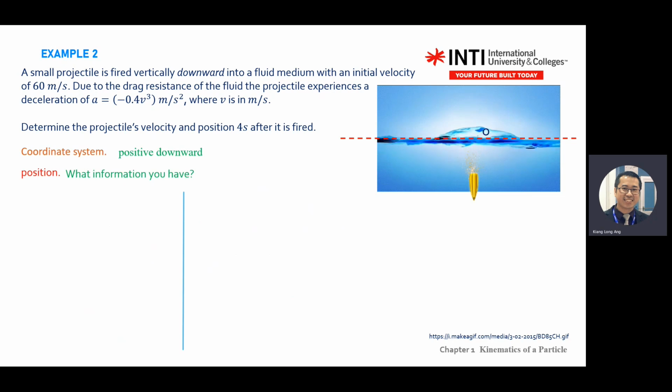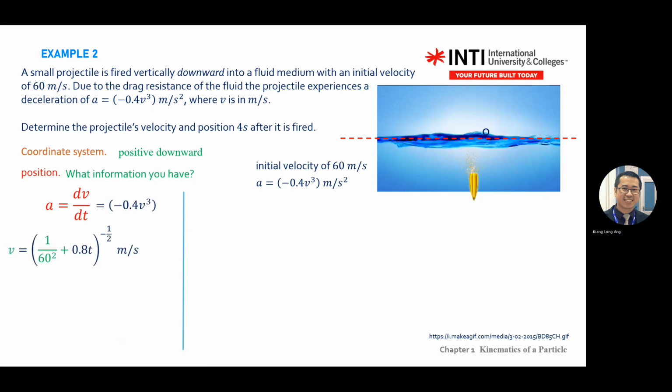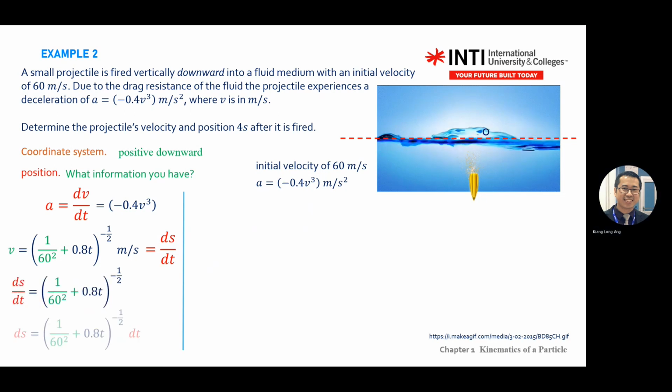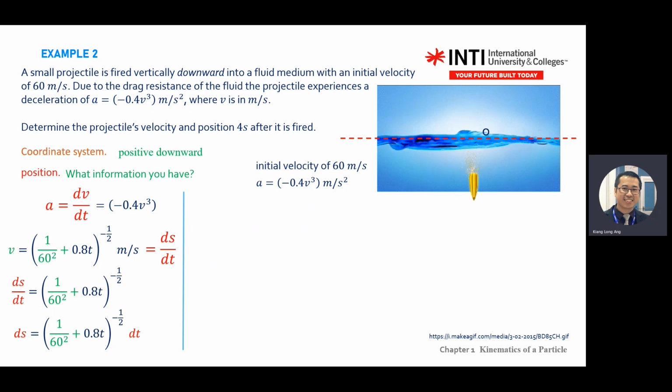Next, we find the position, s. You have the definition a equal to dv/dt, and you derived from section A the velocity equation. That means if this one is wrong, then the position is also wrong. Then you know that v equal to ds/dt, the definition of velocity, displacement differentiated by time. Do the same: if you want to find position, then integrate. You rearrange, pulling ds to one side and dt to the other side.